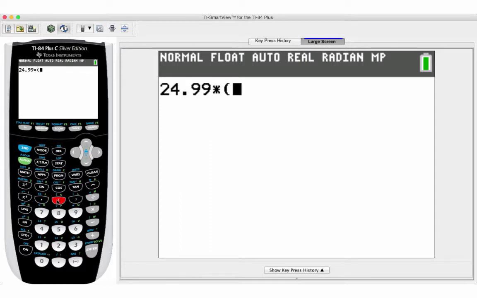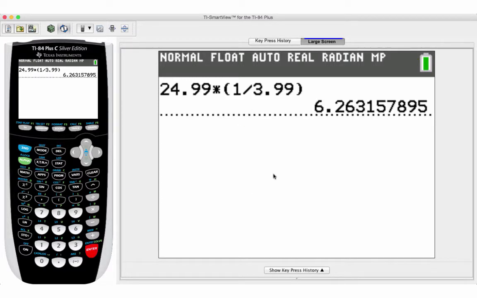And a fraction is nothing more than division. So I type 1 divided by 3.99, and then I close the grouping. And so this is how you can multiply on your calculator by the reciprocal. Hit enter, and there's the value that we got.